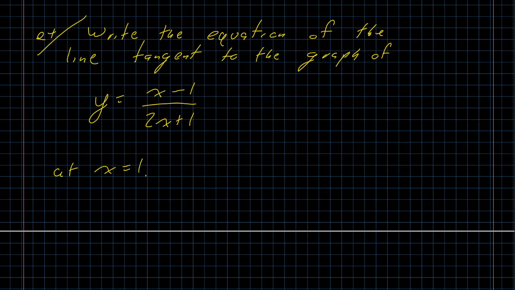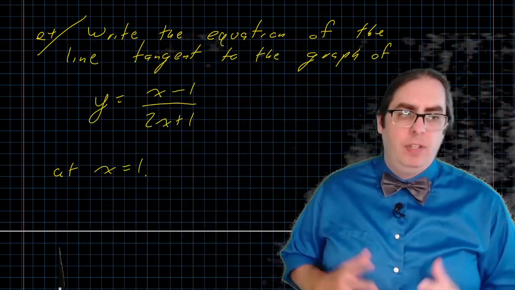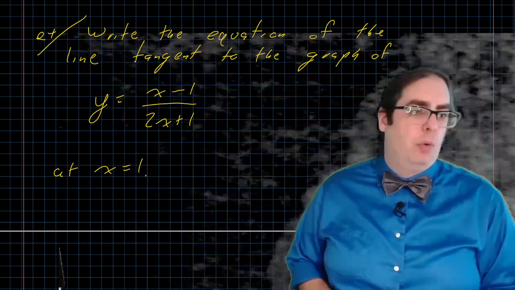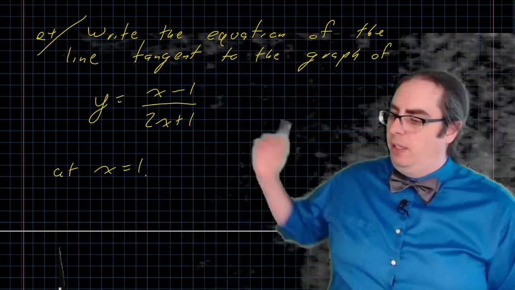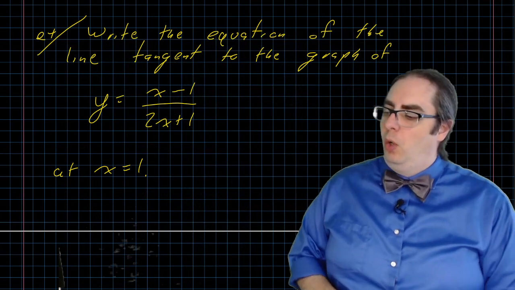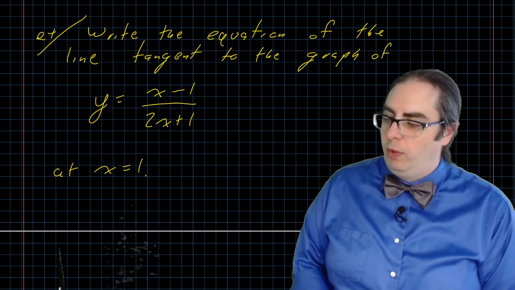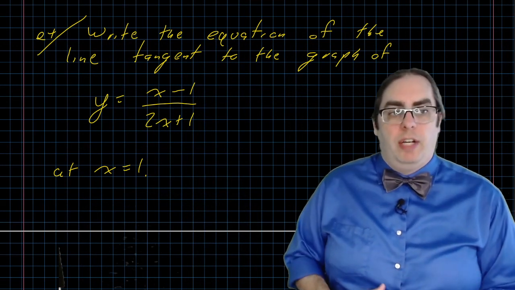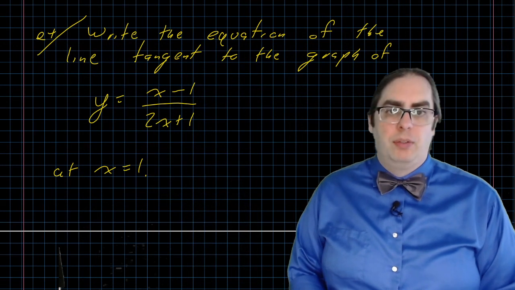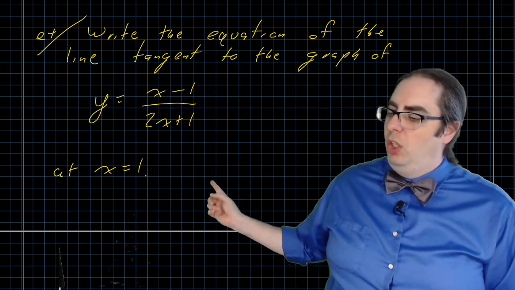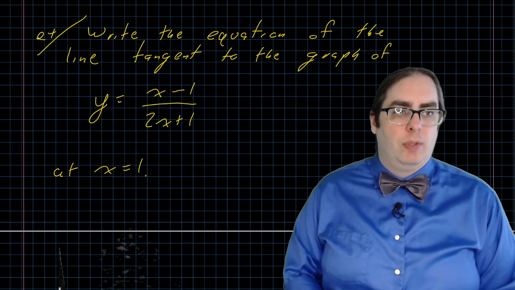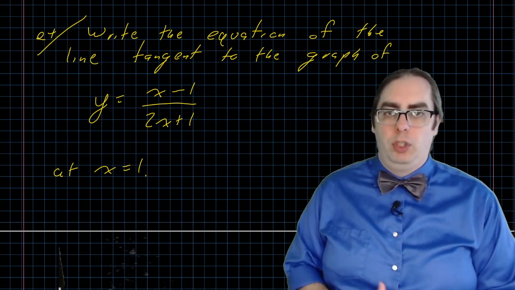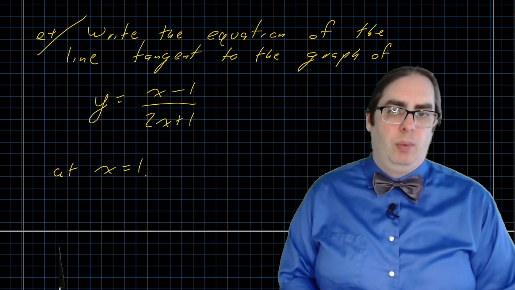I haven't looked at that last step yet this video, but I would like you to find the derivative and use it for writing the slope of a tangent line. So I have a function here. y is x minus 1 over 2x plus 1. You will need to find the derivative of this function in general. And then once you have that, you can evaluate the function and the derivative at the point x equals 1 to find the slope of the tangent line, the point you're going through, and use that to write the equation of a tangent line.